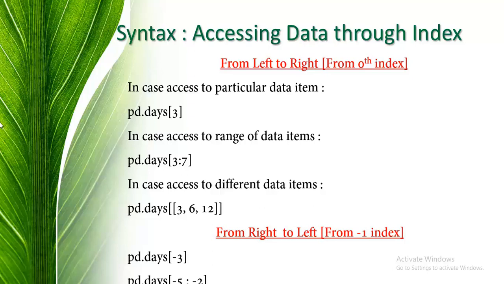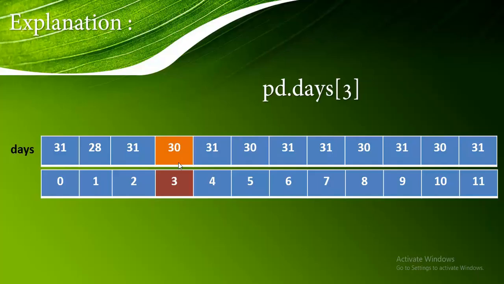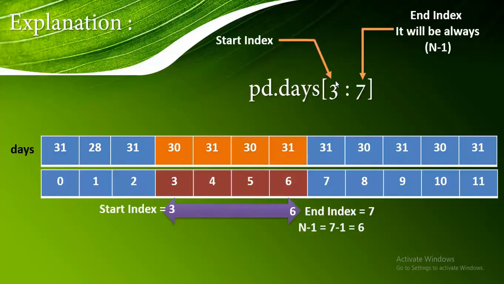Then, access to a range of data items. Here we are accessing an indivisible item, a single data item. But if you want to access a range of data items, then we use the colon. This is the beginning index, this is the last index, and here we are using colon. Let's see here pd.days[3:7]. 3 is the start index and 7 is the end index. Here it will always end at -1.